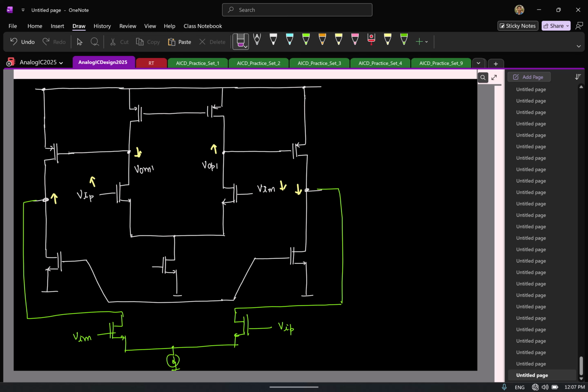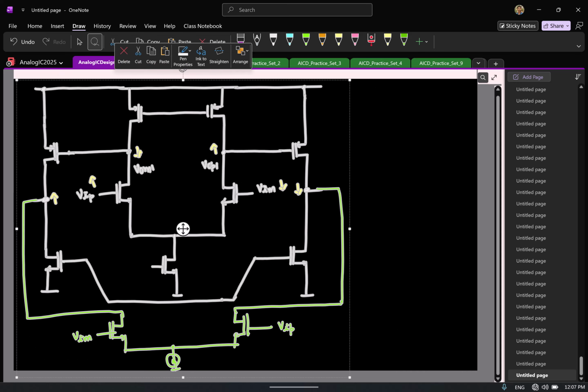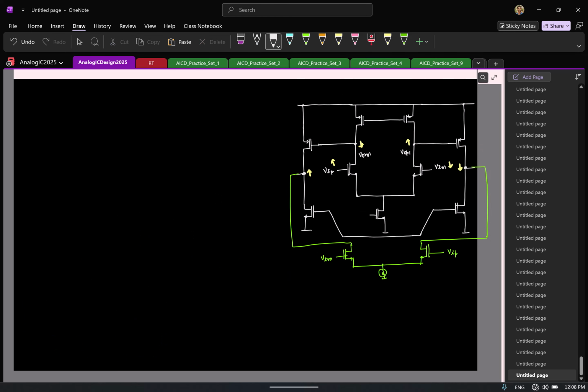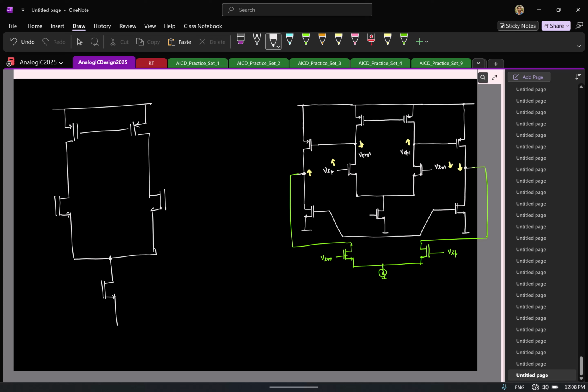So I'll redraw this in a slightly more visually appealing way. Let me see if I can reduce the size here. I'll keep it here for reference. First let me draw the first stage. So this is the first stage. Let me label this VI plus, VI minus. At the drain, this is VO minus 1, VO plus 1.